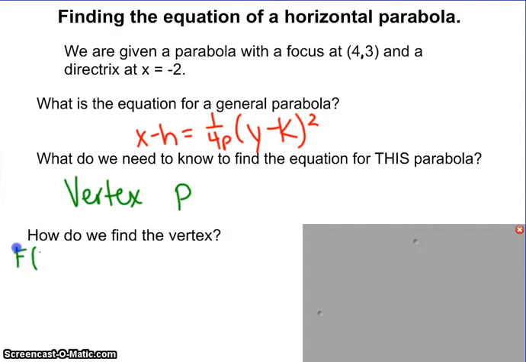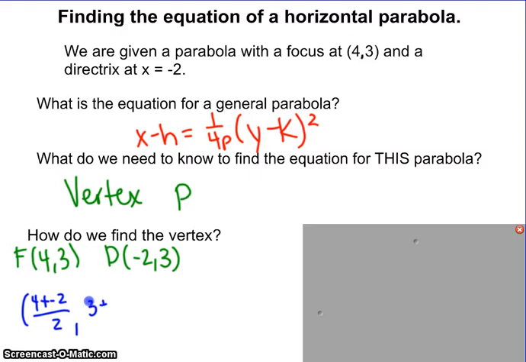So remember that the focus is (4, 3). The directrix point is (-2, 3). The -2 comes from the x equals -2. We choose the same y value, so now all we need to do is find the midpoint. So 4 plus -2 over 2, and then 3 plus 3 over 2 will give me the h of 1 and a k of 3. So this is my vertex, (1, 3).